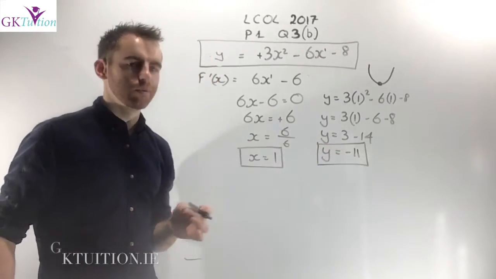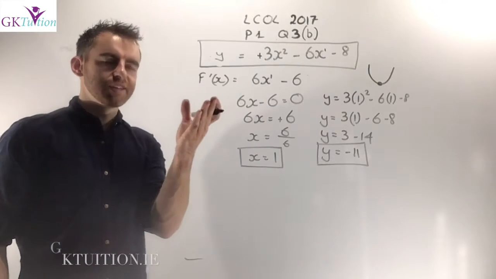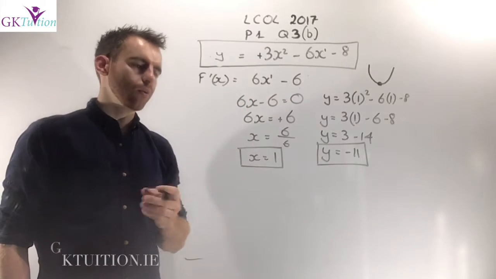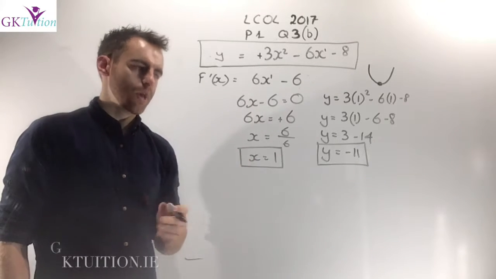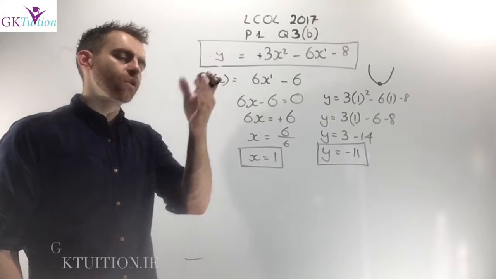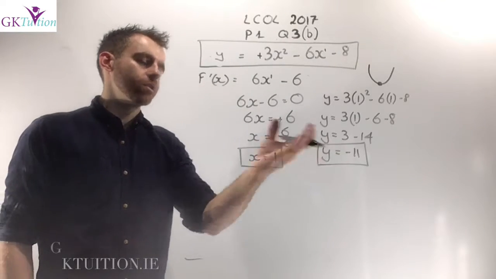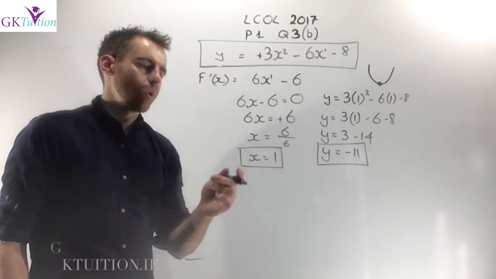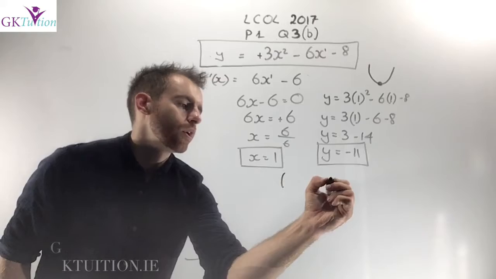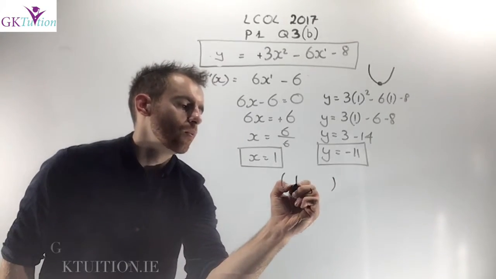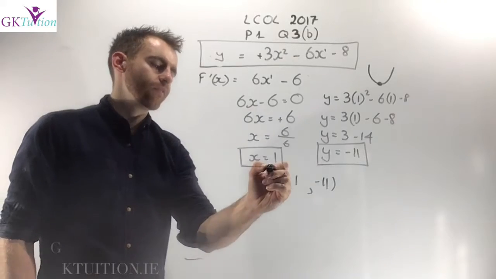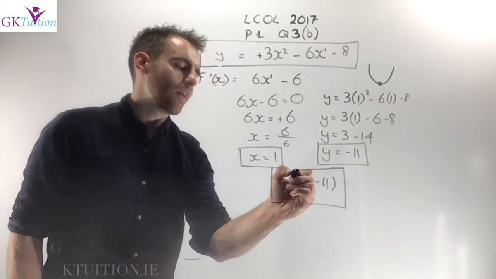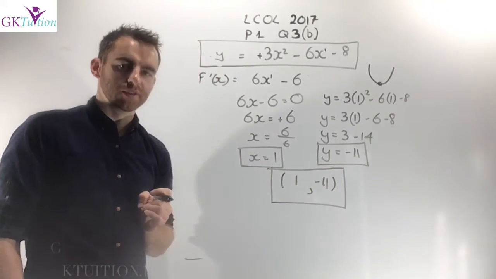So let's just figure out what we've done so far. We differentiated and let the derivative equal to 0, and we worked out that a turning point exists when x equals 1. We subbed the x equals 1 into the original equation and found the corresponding value of y. So I can now say that the coordinates of the turning point are (1, minus 11). The x value is 1, the y value is minus 11. So your final answer needs to be written in that form, in the form of a point.